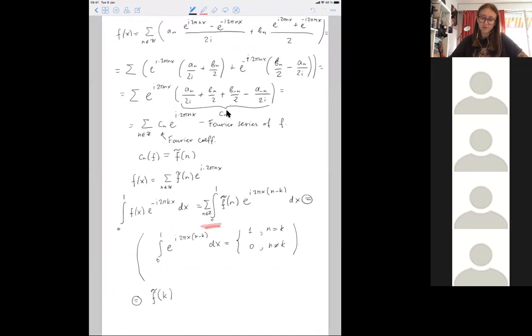Why is it an orthonormal basis? Because of exactly this integral here, which we can just quickly take as an exercise afterwards.